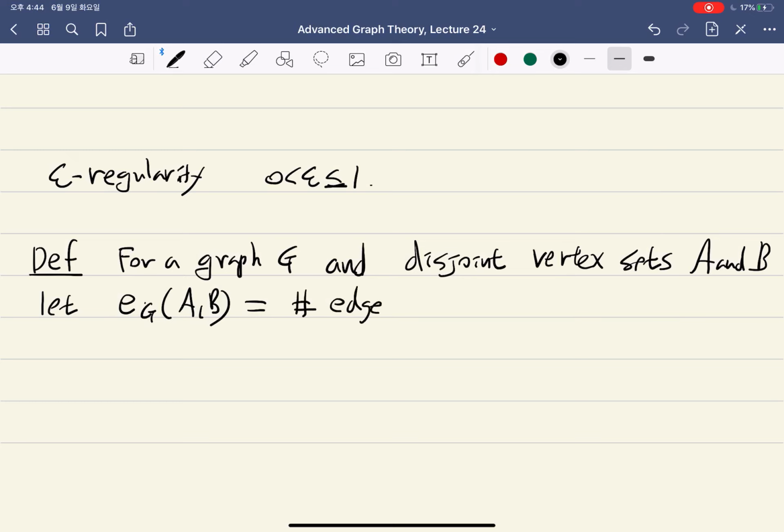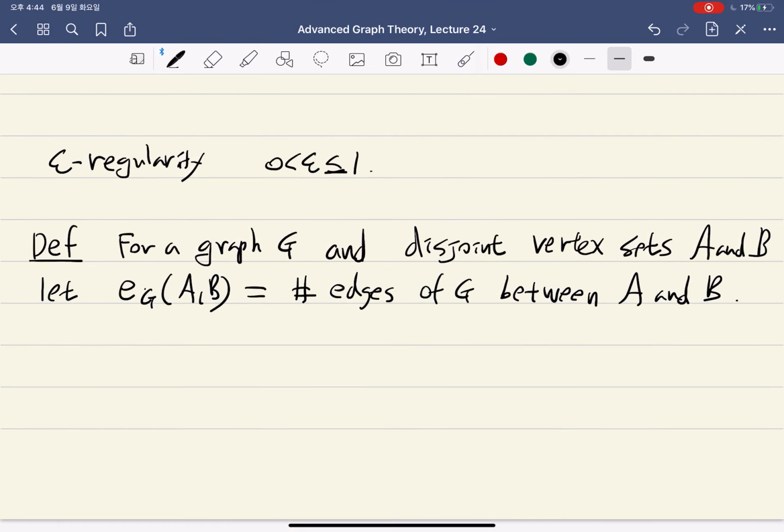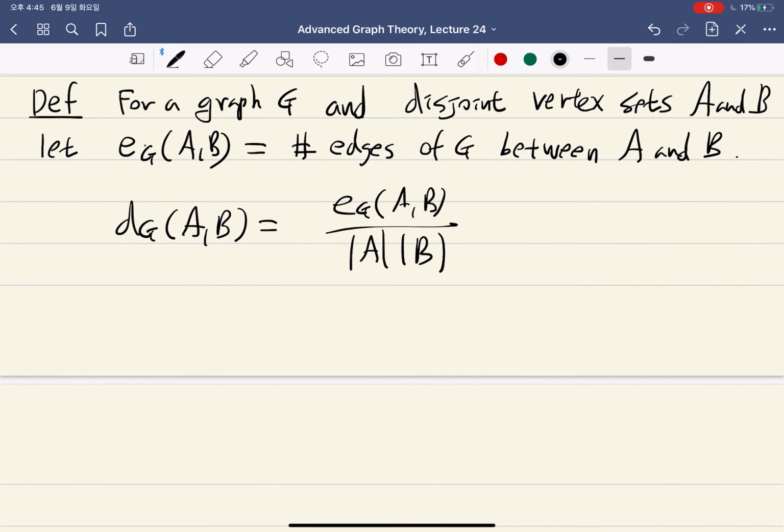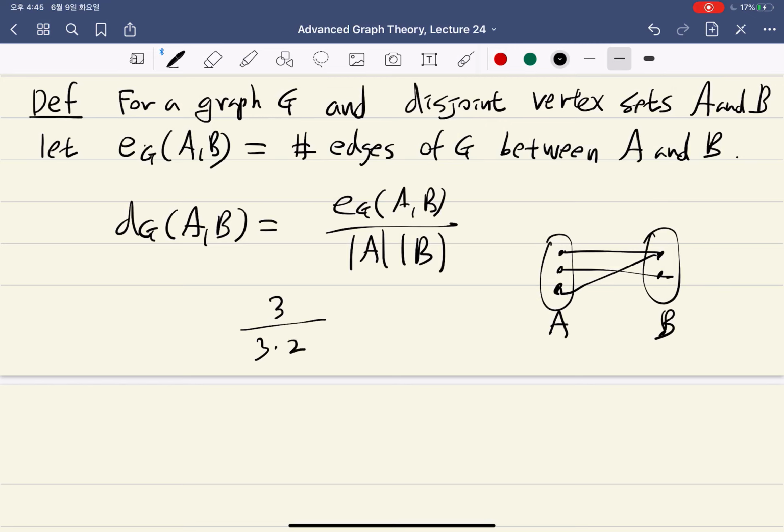for the number of edges of G between A and B. And let's say the density of G between A and B is this, normalized by the maximum possible number of edges between A and B. So this is the density between A and B. Say we have 3 vertices here and 2 vertices here, and maybe 3 edges. Then 3 over 3 times 2 is 1/2.